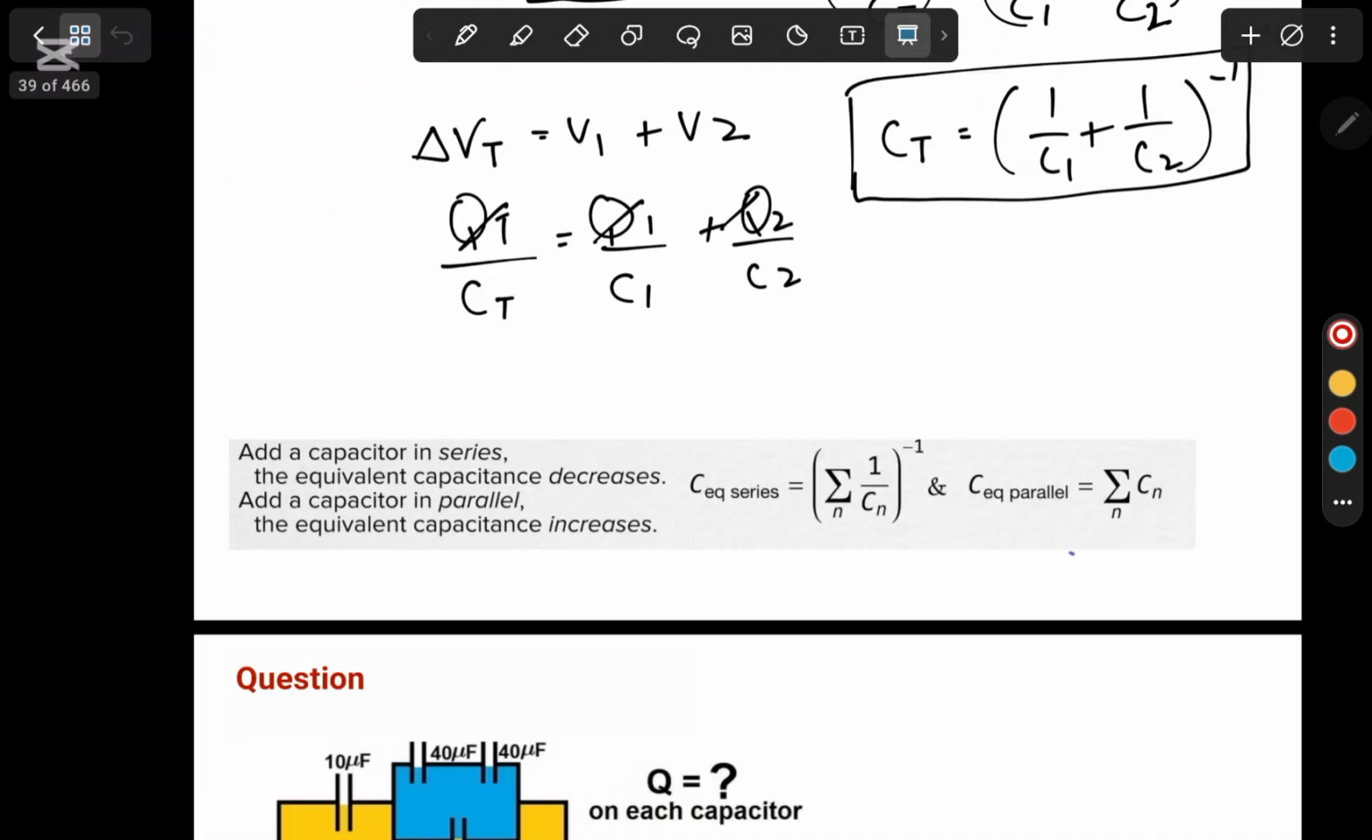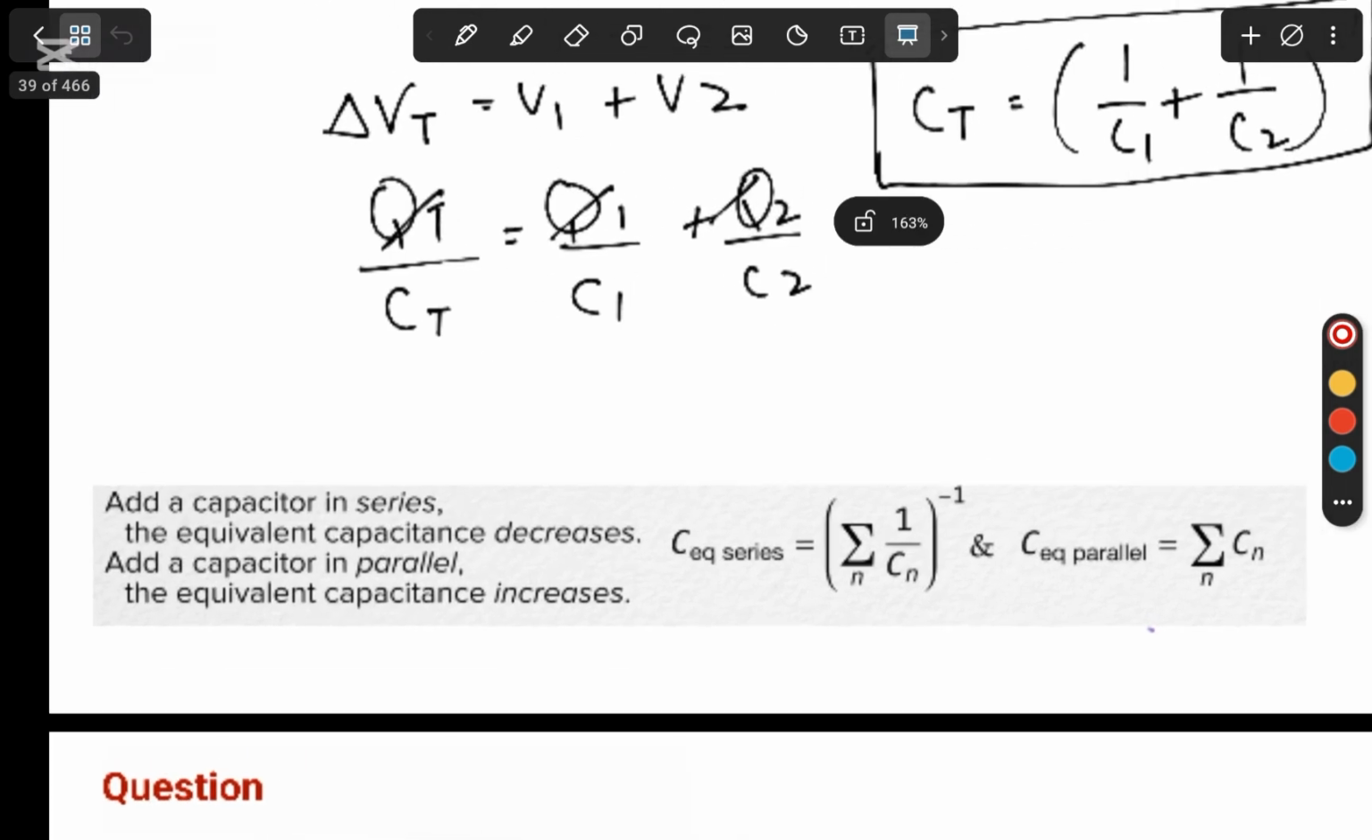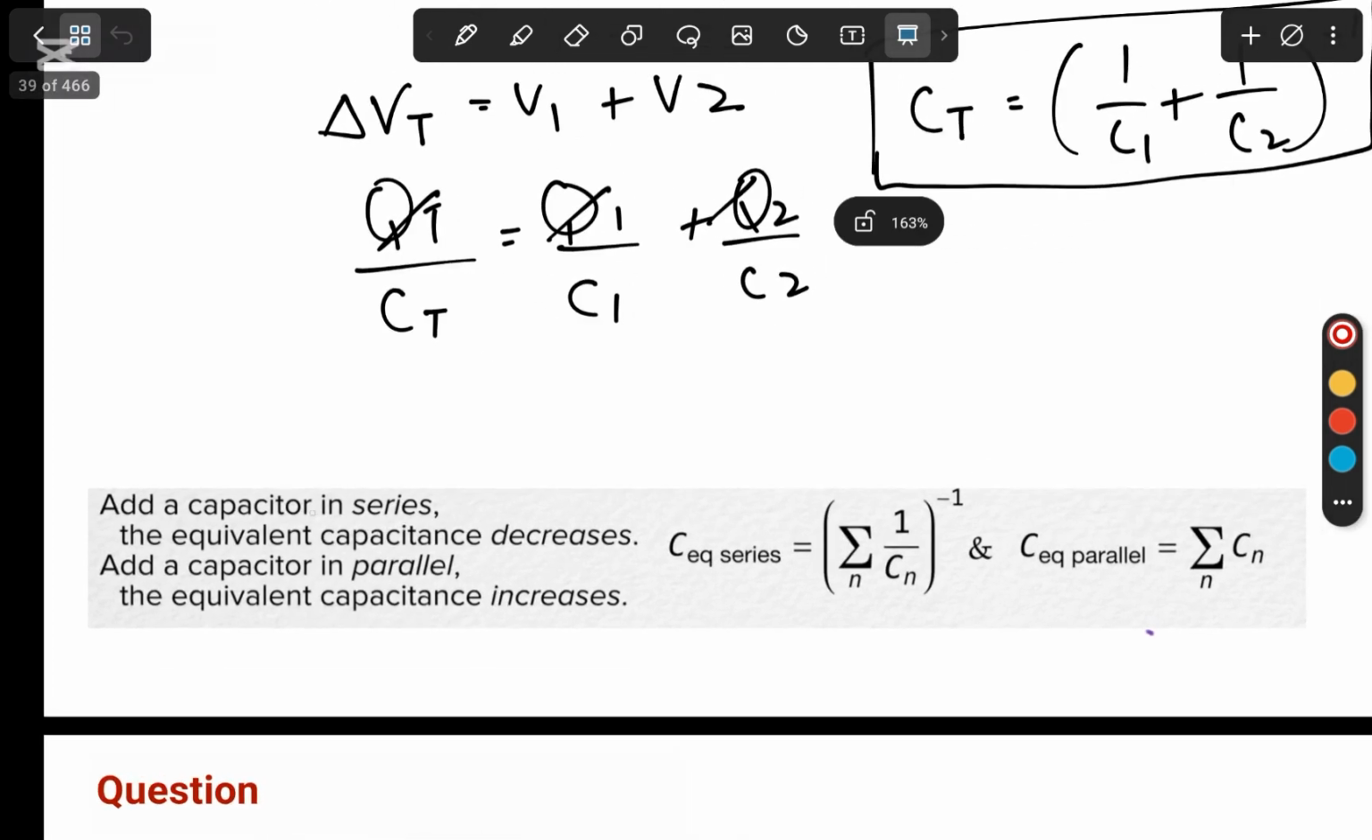Okay, just one more point. Let's discuss that as well. Then we're going to do one question. Okay, so it says add a capacitor in series and the equivalent capacitance decreases. Add a capacitor in parallel and the equivalent capacitance is going to increase.